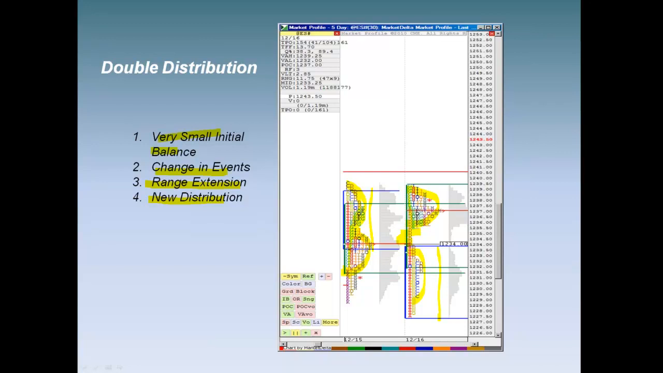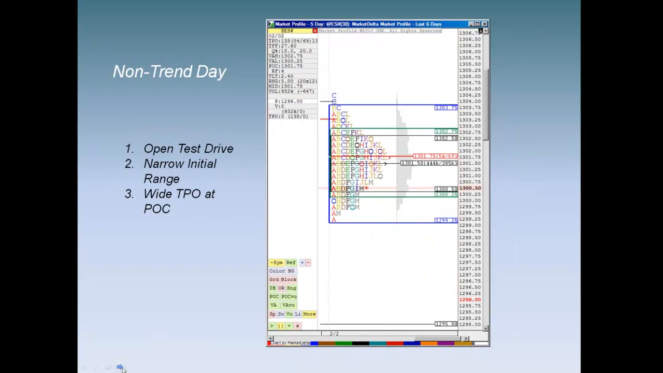And nevertheless, it's still directional in nature, because the new distribution will either be higher or lower than the prior distribution. And we've talked before about both the standard day and the double distribution days as both being directional types of days. We also talked a little bit about what we call a non-trend day. Now notice that it opens up also with an open test drive. So it really is meant to deceive you a little bit, to give you the illusion that we're going to be in a directional day.